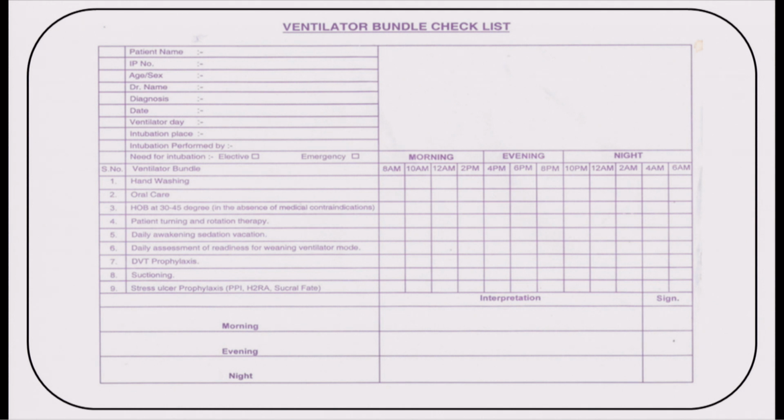And if you see in the ventilator bundle checklist pro forma here, the important point is daily hand washing has to be done. First thing, as I told, hand washing, then oral care. Some of the units give oral care with chlorhexidine mouthwash or betadine oral gargle, and also make sure the head end of the bed is elevated at 30 to 45 degrees.